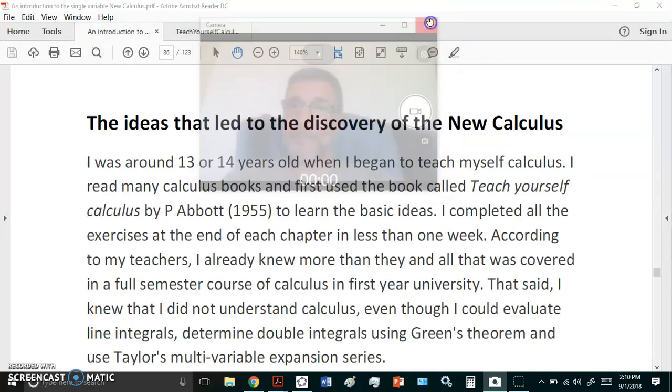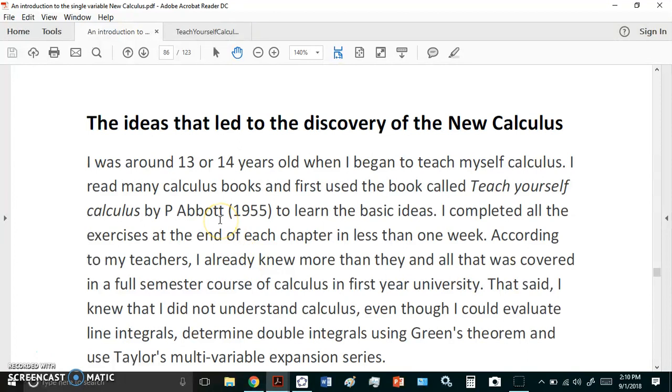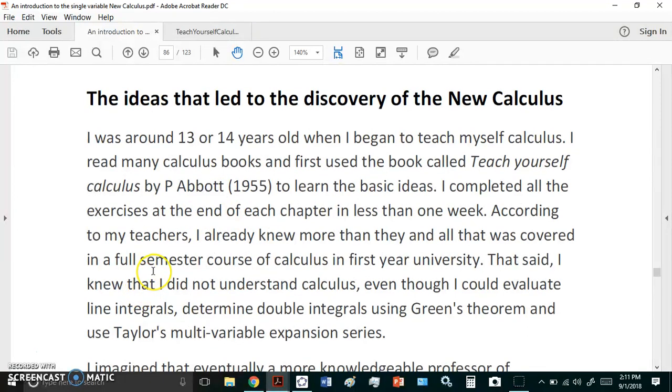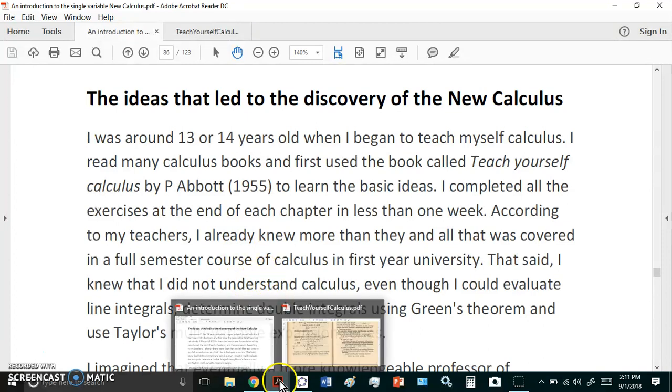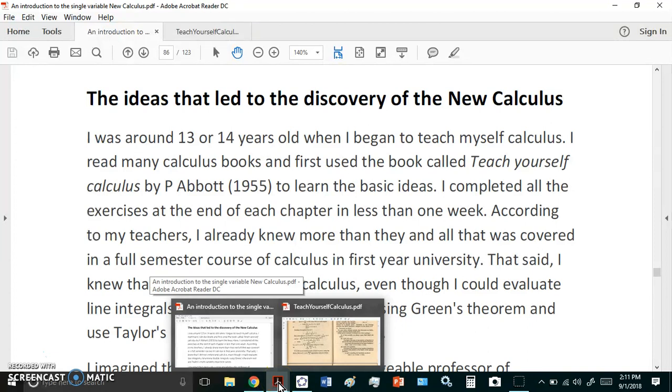Let's begin. So I was around 13 or 14 years old when I began to teach myself calculus, and eventually I did take real analysis at university, and I spoke to professors, and I realized that they didn't know anything more than what I had originally found out in my study of calculus and also in my discussions with other academics.